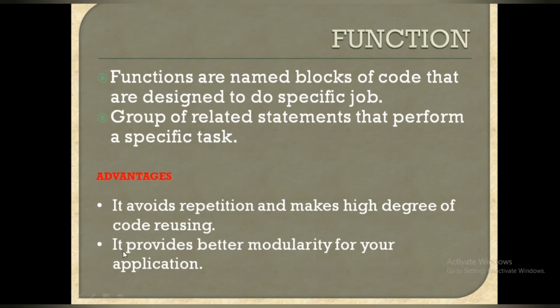Then it provides better modularity for your applications. We already learned what is meant by modularity. Modularity means sub programs, a small program. So functions are used to provide modularity. We can execute a function separately, and whenever we need, we just invoke that function in our source code. So what are the two main advantages of using functions? It avoids repetition of the same code, and it provides better modularity for your application programs.